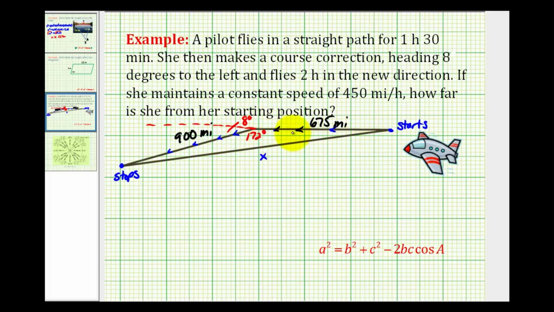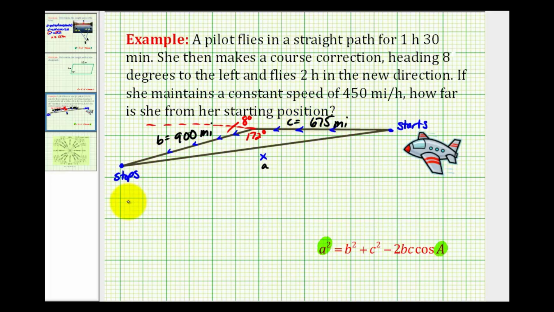Now, with the given information of this triangle, we can determine the length of x. When using the law of cosines, if we're going to use the measure of angle A, that means the side opposite angle A is going to be on the left side of the equation by itself. And it's also true that sides B and C would form the given angle, in this case 172 degrees. So if we want to apply this formula, x will be in the position of A, and B and C would be the other two sides. It doesn't matter which one's B and which one's C.